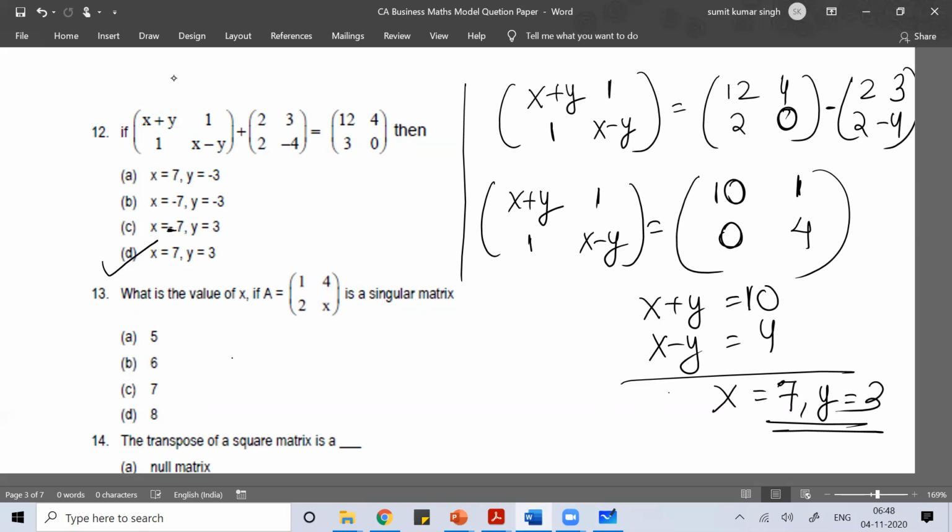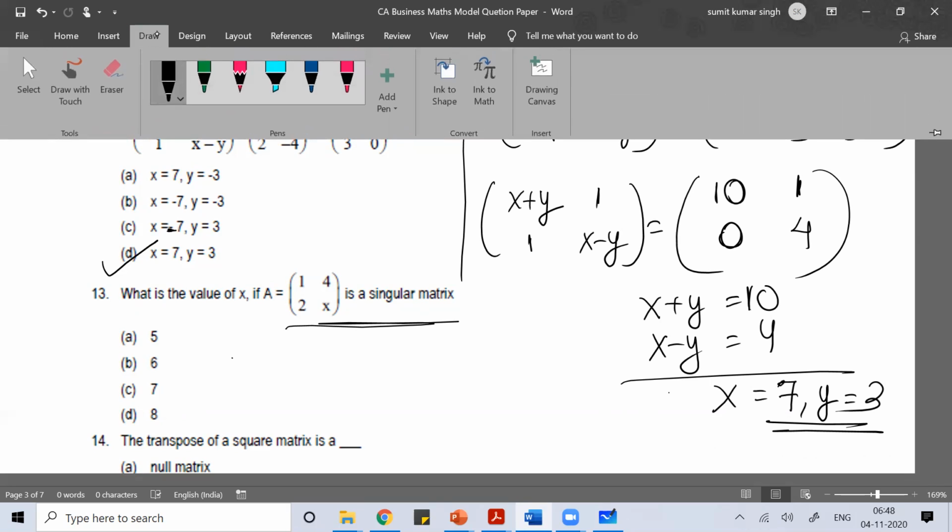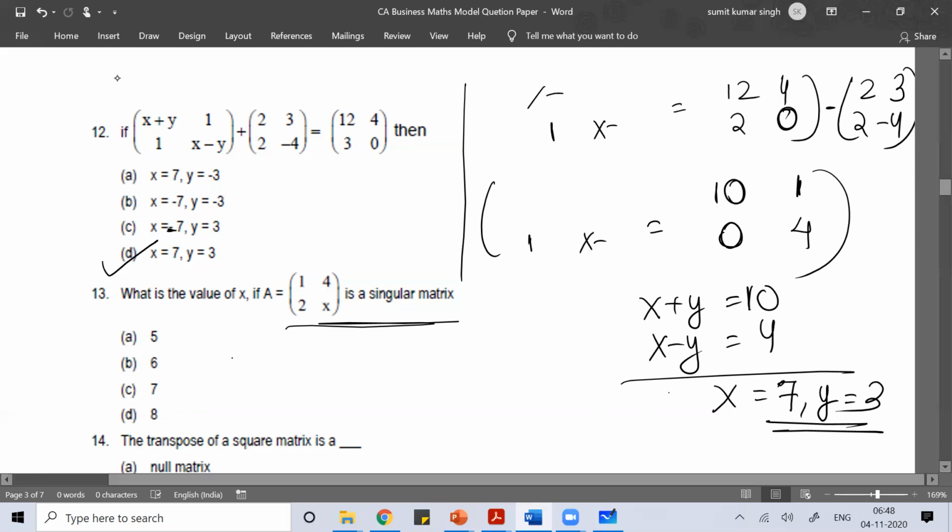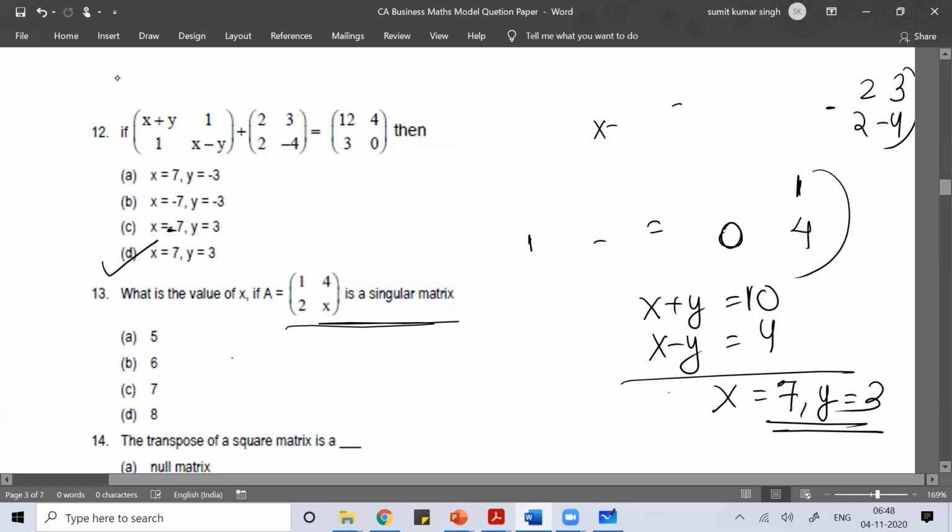What is the value of x if this is a singular matrix? What is a singular matrix? Singular matrices are those matrices for which the determinant is 0. Those are called singular matrices.